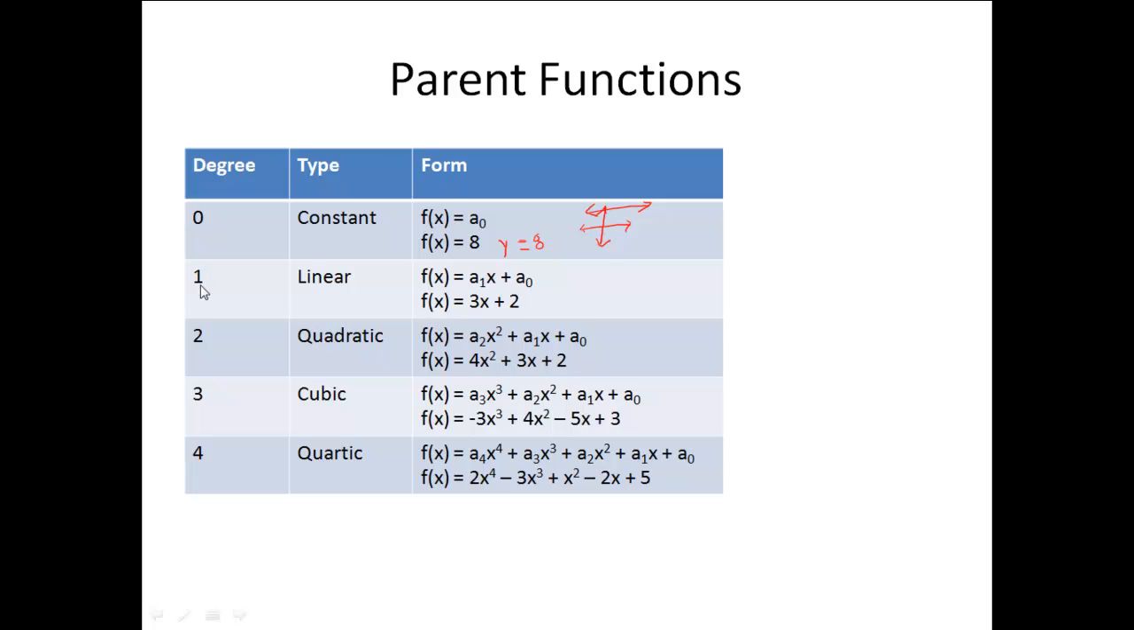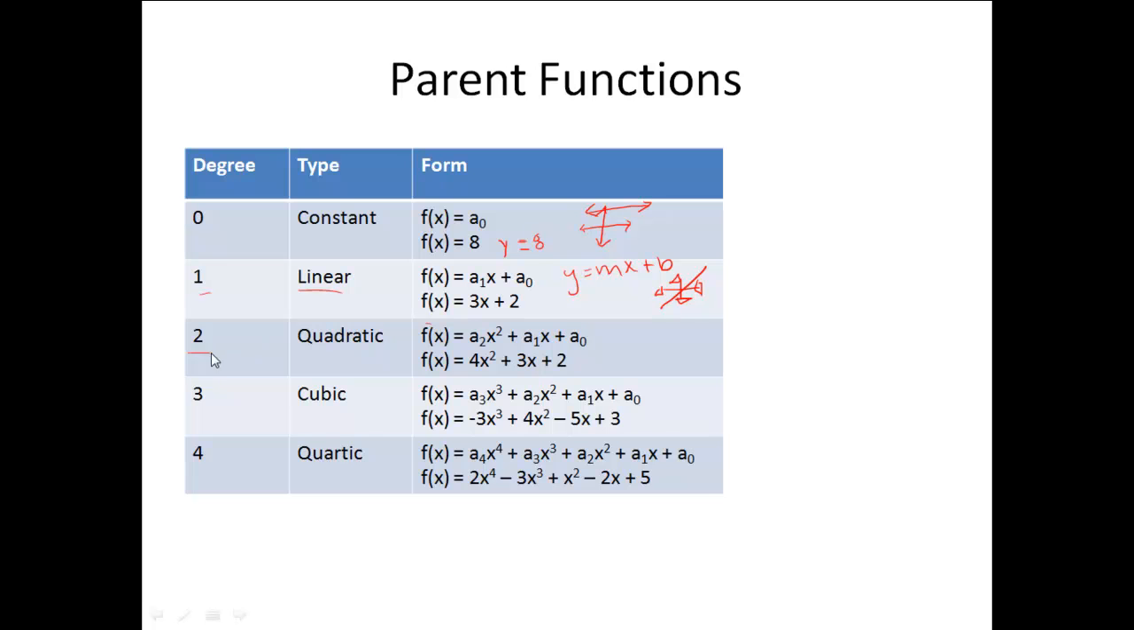Okay, now if our degree is 1, that's going to be your standard linear equation, where you have y equals mx plus b. When we write it as polynomials, we would put a sub 1 x plus a sub 0. An example would be 3x plus 2. So when we have a linear graph, it's just going to be your standard line.